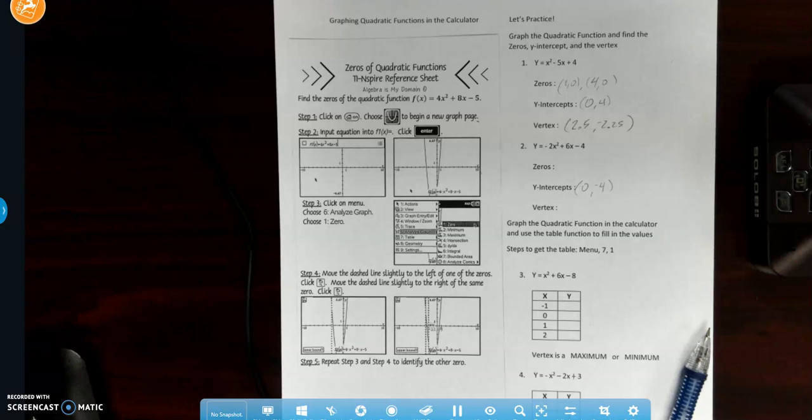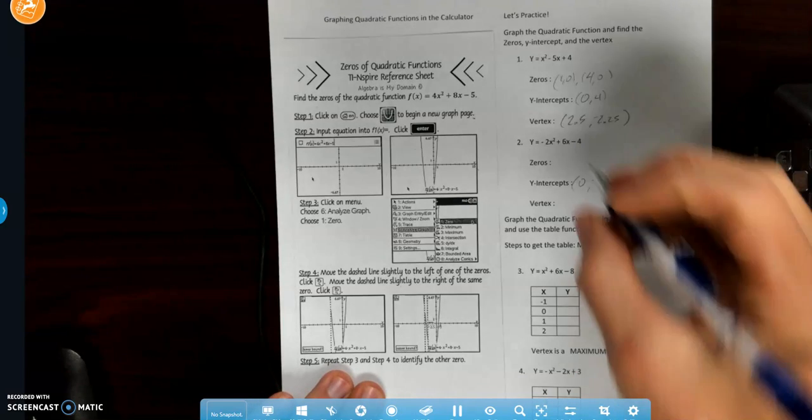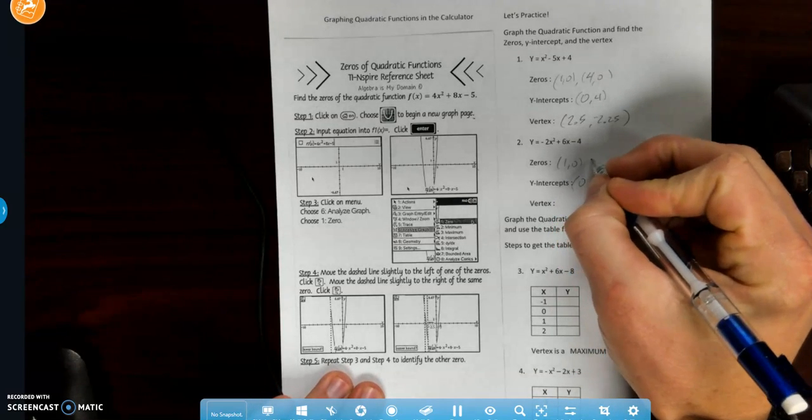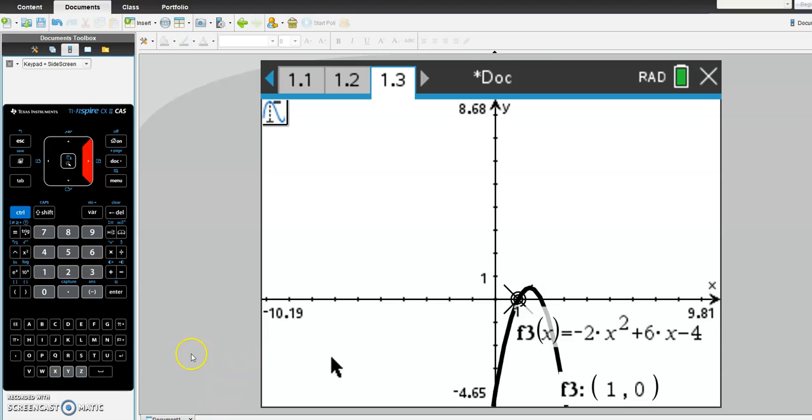I want to find the zeros, so I want to find the x-intercepts. So again, I'm going to use my arrow pad, scroll over to find the 0, which is at 1, 0 to start. Fill that in. And the other 0, keep going, is at 2, 0. So fill that in.